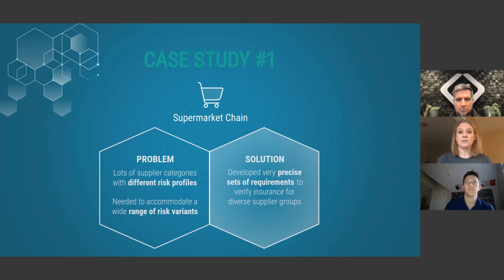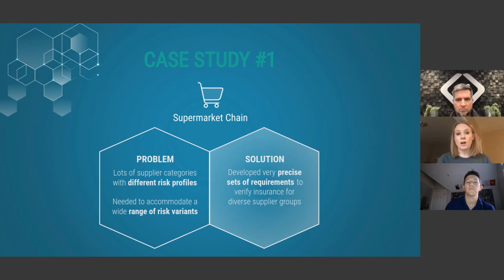You need a set of diverse requirements to do that. And so this particular grocer, before they started working with us, they were managing 20 different requirements for their wide variety of thousands of suppliers. But even with those 20 different requirements, they found it very difficult to do a couple things. One, make sure that they were setting up the right requirements. And two, to make sure that they were putting people in the right categories. And they were making a lot of exceptions for people who fell just outside of those requirements.